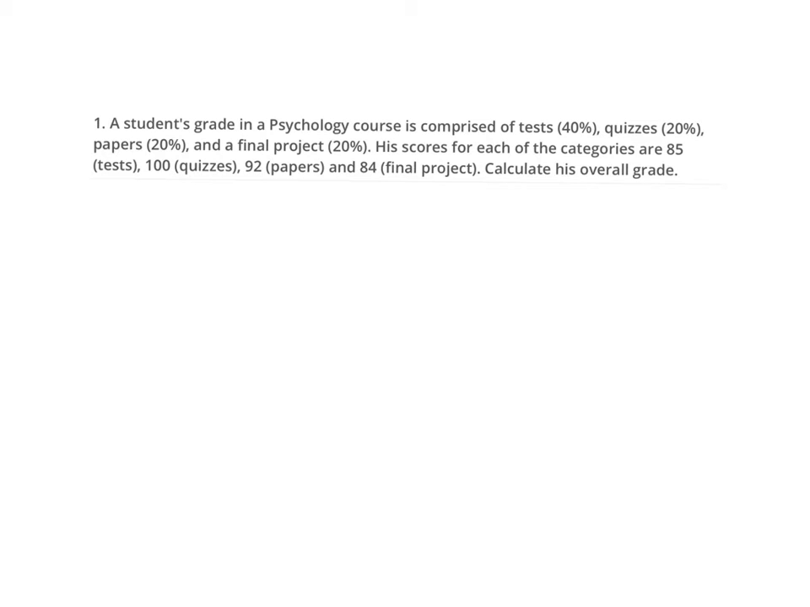Question we're talking about in class. So we know that tests are 40% of the final grade, quizzes are 20%, papers are another 20%, and then the final project is 20% as well. So if you add that lot up, you do get to 100%. So that means that's the whole grade out of 100%.